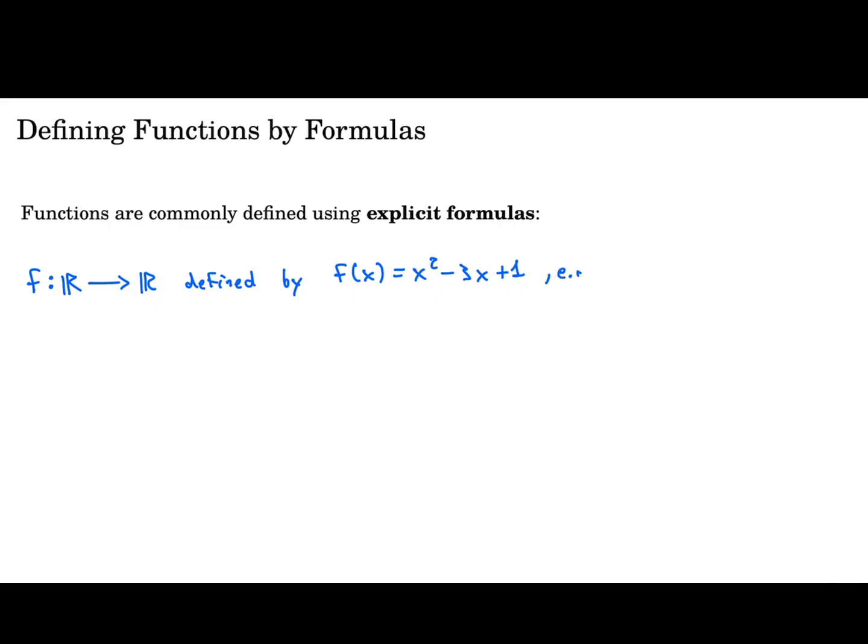So for example, f of 2 will be: you square the input, you subtract 3 times the input, and then you add 1. And so this will be 4 minus 6 plus 1, which will be equal to minus 1, right? So f of 2 is equal to minus 1. And you can compute this for any real number.